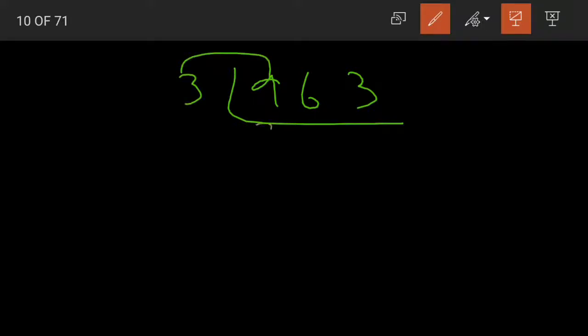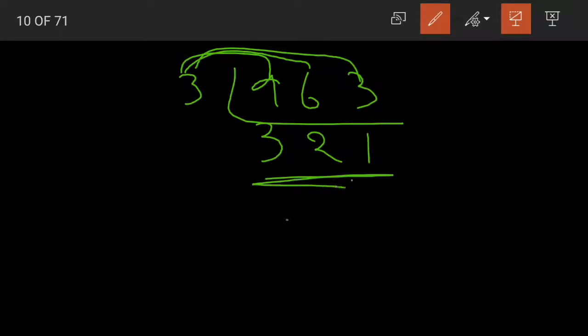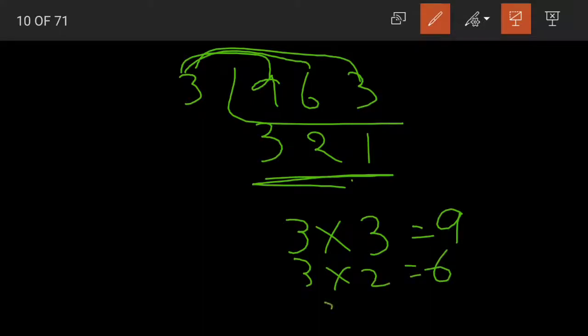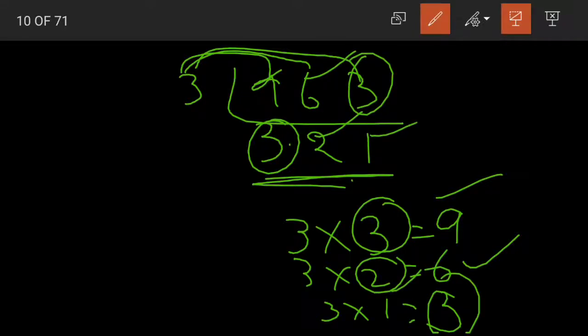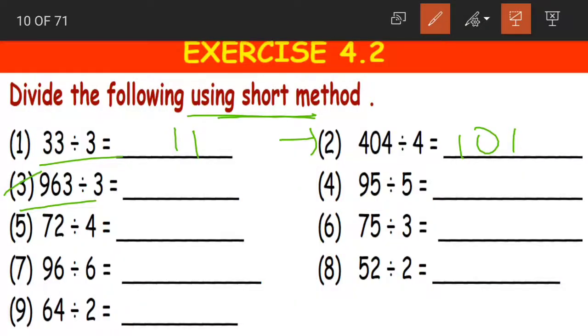Next, question 3, 963 divided by 3. Again, we know that 3 3s are 9, 3 2s are 6, 3 1s are 3. This is just seen in the 3 table. Wait, let me write this. Yes. So when does 9 come? 3 times. So 3 is written here. When does 6 come? 2 times. So 2 is written here. When does 3 come? 1 time. So 1 is written here. 963 divided by 3 is 321. Clear, children?